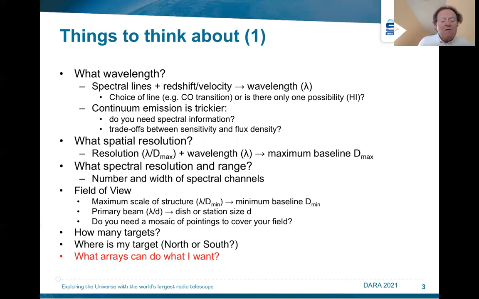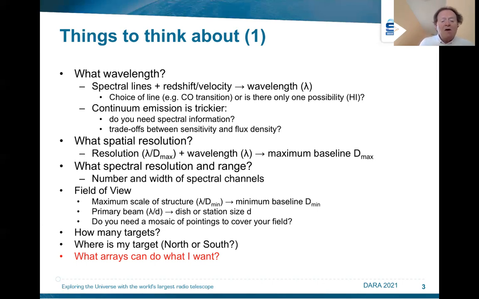Then you need to think about spectral resolution and range. So if you're observing a spectral line, you'll need to work out what the full width of the line is and take some baseline on either side of it. If it's continuum, you're going to want to work out what bandwidth you need. And that will then tell you the number and width of spectral channels you need in your correlator setup.